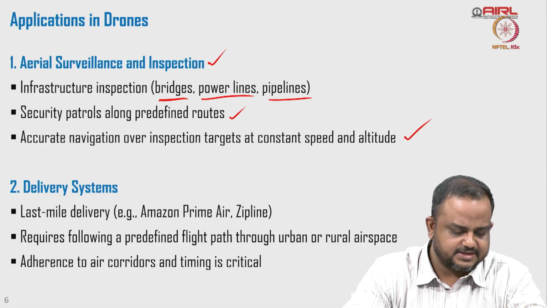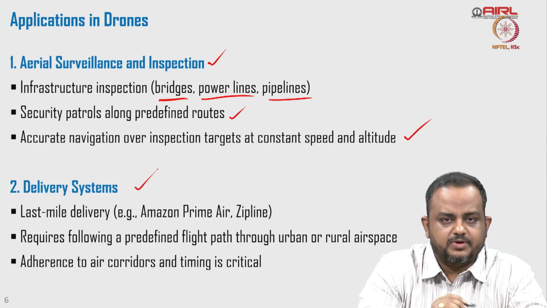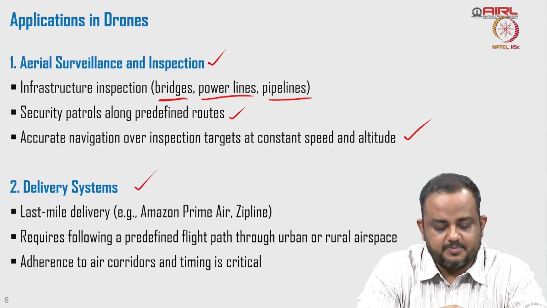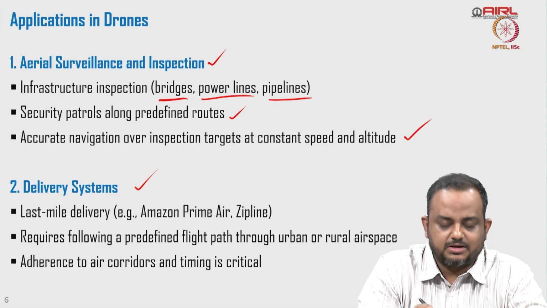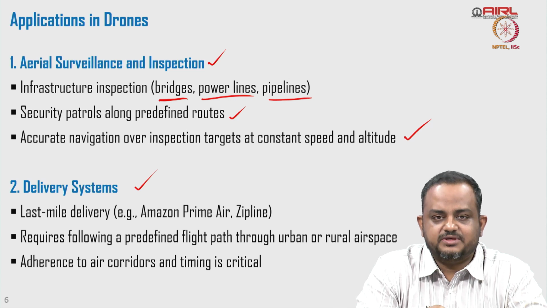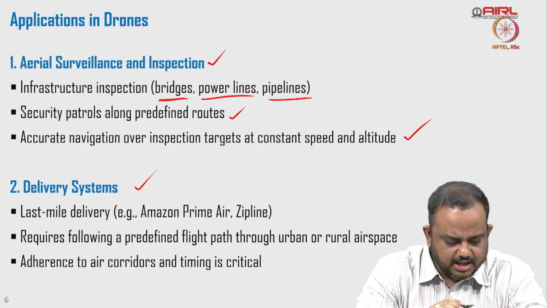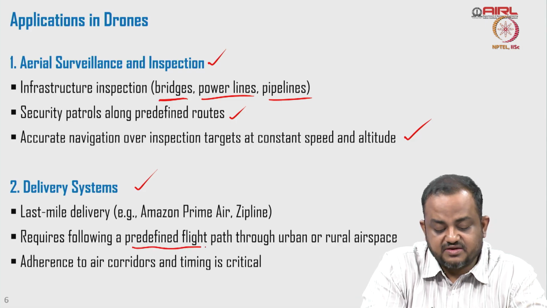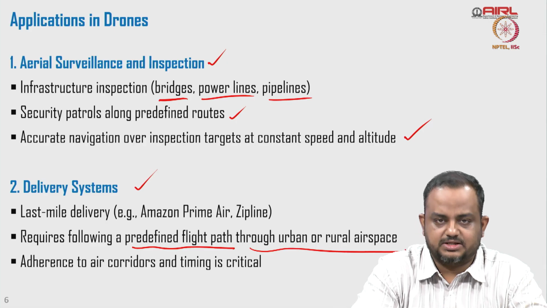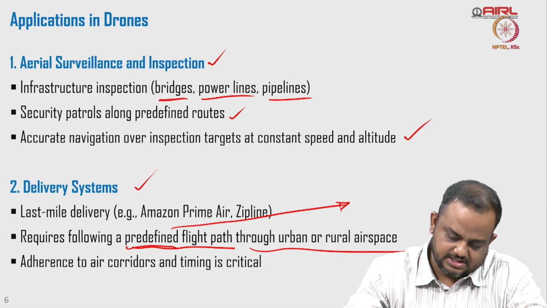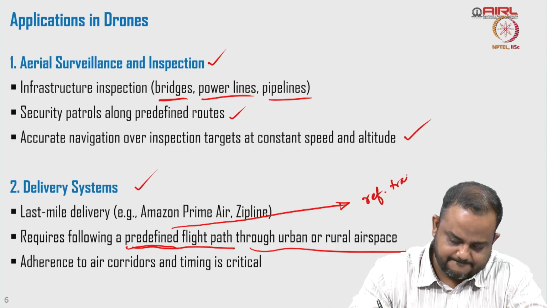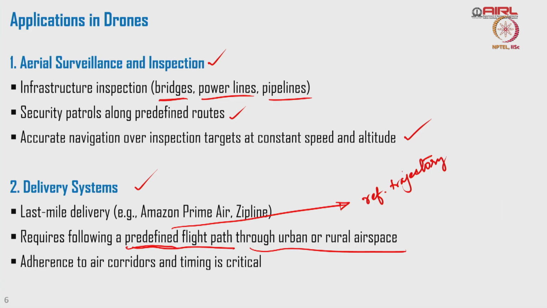Fine. The second thing is delivery systems. We have seen that last mile delivery can be planned with drones. There are lots of videos which you can refer to and understand what I mean here. Last mile delivery means when it comes from the final warehouse to the customer. It requires following a predefined flight path through urban or rural airspace. Predefined, that word is important because that actually gives the reference trajectory, right. Adherence to air corridors and timing is critical.